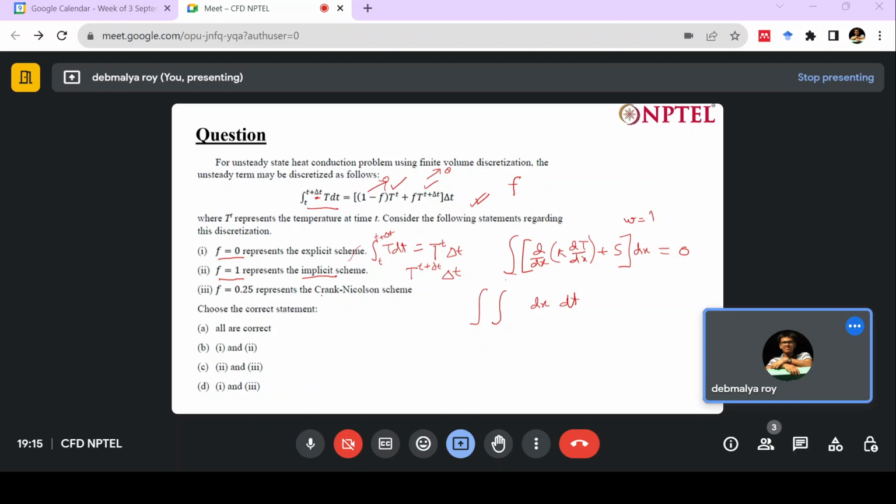The Crank-Nicolson scheme is somewhere in between these two, and there we use f equal to 0.5. It is neither explicit nor implicit, but in between the explicit and implicit schemes, and equal importance is given to the temperature at t and the temperature at t plus delta t. So this is not correct. We use f equal to 0.5 for practical purposes.